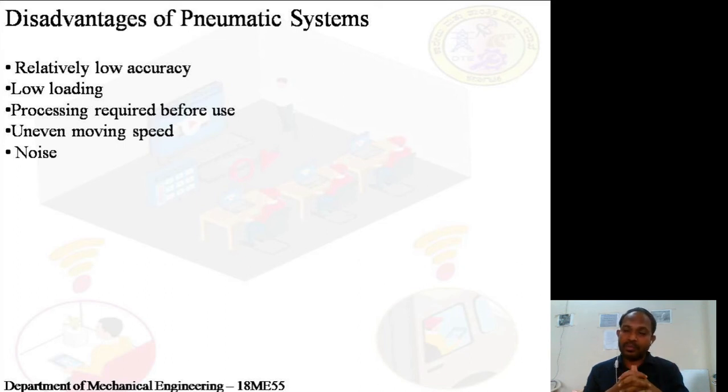We have to process it before using it in the pneumatic systems. Then uneven moving speeds, rarely we come across it. It is not on a regular basis. Uneven moving speeds in rare conditions. And noise. It is noisy. It is only because we are using the air. Air always just makes more noise. That is one major disadvantage or drawback of these pneumatic systems.